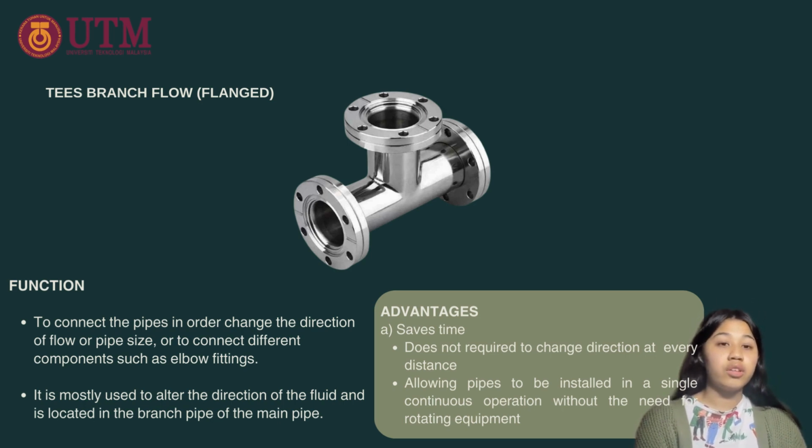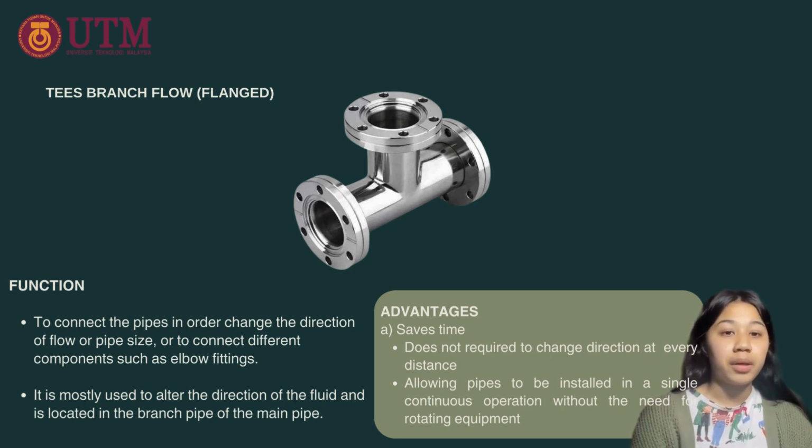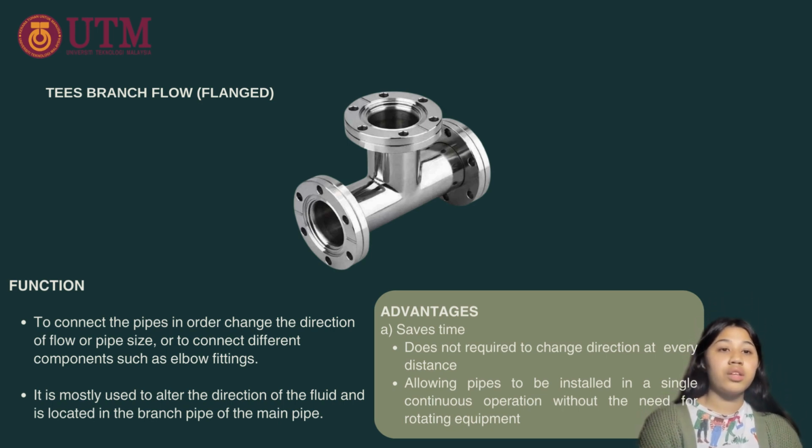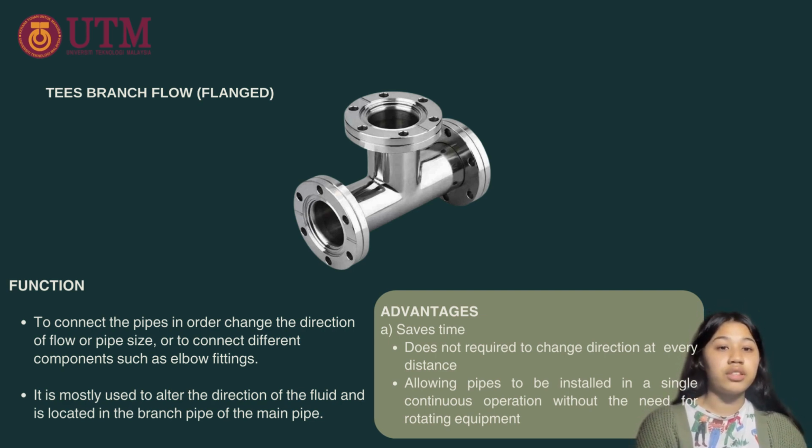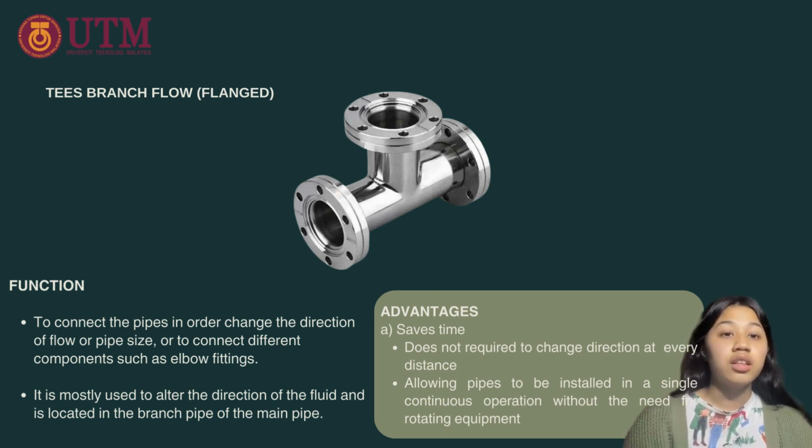It is usually located at the main branch of the pipe, and it also has advantages such as it saves time because it does not have to change direction at every distance, and it can be installed in a single operation without having to rotate any single equipment.